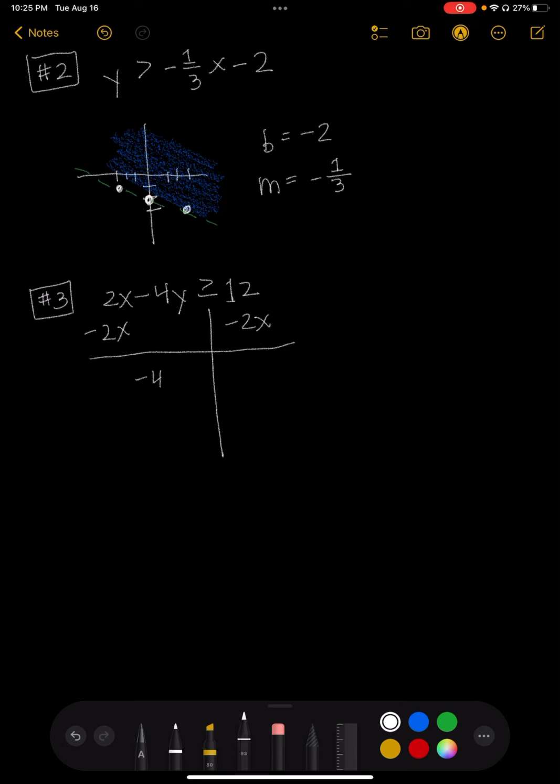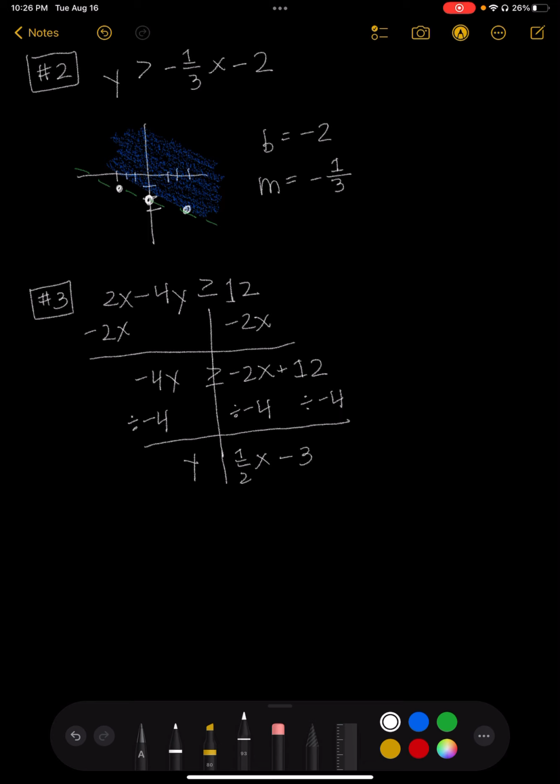So now I have negative 4y is greater than or equal to negative 2x plus 12. Okay, so I want to get rid of the y, which means I've got to get rid of this negative 4. So I'm going to divide everything by negative 4. And like what I just said, if you ever have to divide by a negative number, you have to flip the inequality sign. So while this stays, this is y, and then the negative 2 divided by negative 4 gives me 1/2. And 12 divided by negative 4 gives me negative 3.